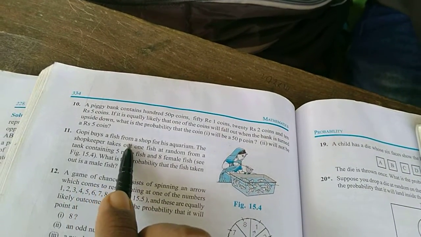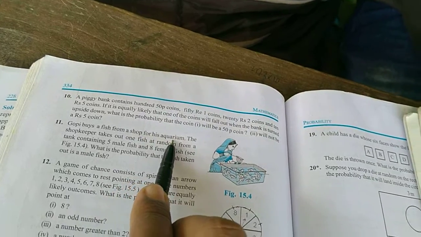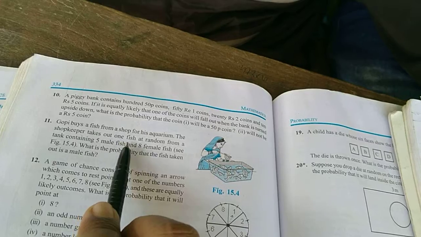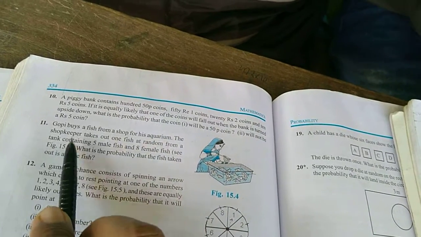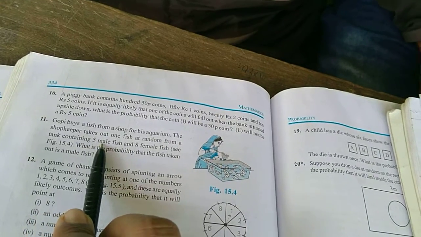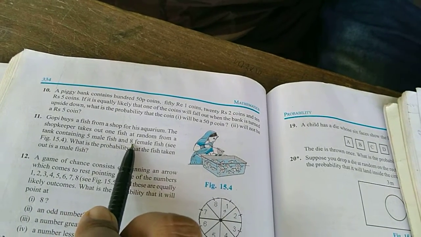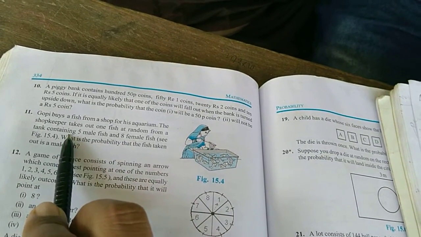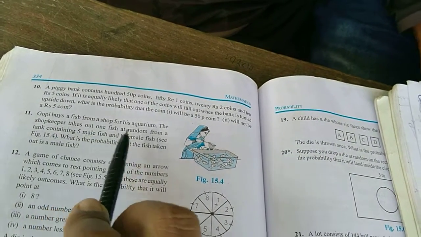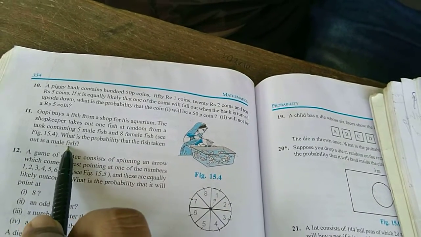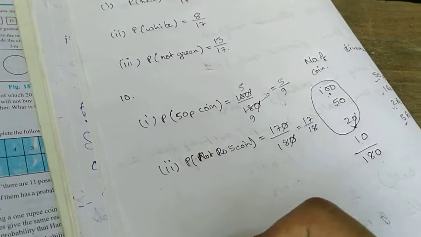So question number 11 says Gopi buys a fish from a shop for his aquarium. Now the shopkeeper takes out one fish at random from the tank, containing 5 male fish and 8 female fish. So how many total fish are there? 8 and 5, 13 fishes are there, 5 male and 8 female. What is the probability that the fish taken is a male fish?